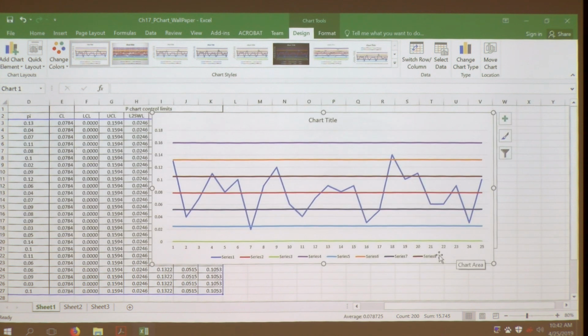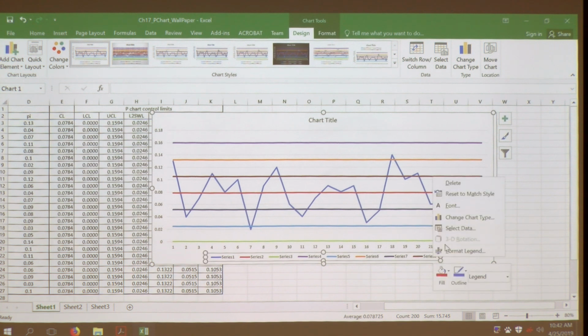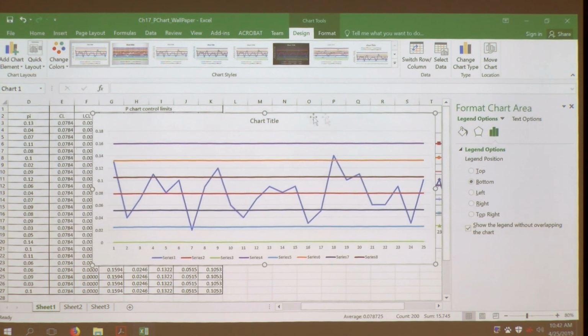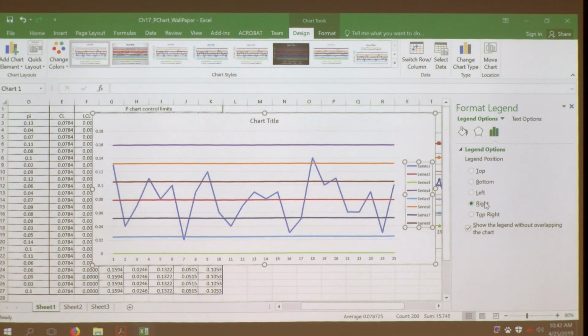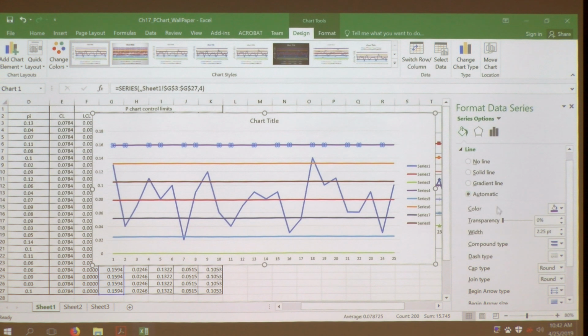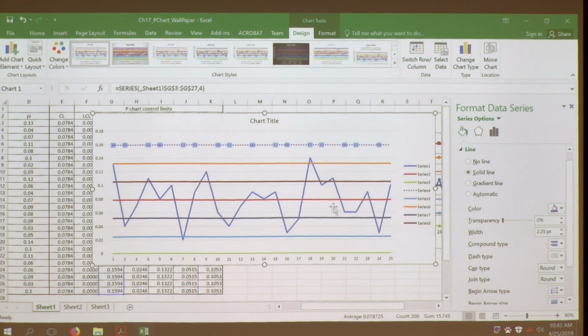You see, it doesn't look very good. So what we can do is format the legend. You see here, if you move it right here, you can choose where you want to keep the legend. So you can keep it here. And also you can change the line types. Once you select this line, you can click this one, and then you can select the dash type. You can select this one, and this one, you can also select the dash line.